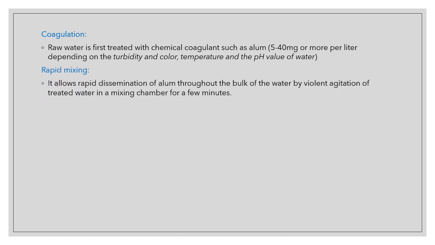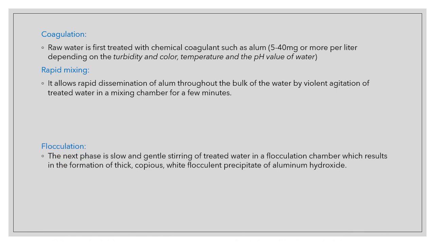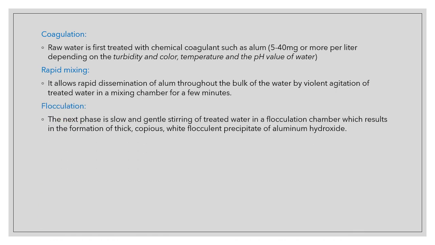Next step is rapid mixing. We need to allow the rapid dissemination of alum throughout the bulk of the water by violent agitation of the treated water in a mixing chamber for just a few minutes. Next, we're going to have the process of flocculation. In this phase, there is slow and gentle stirring of treated water in a flocculation chamber.